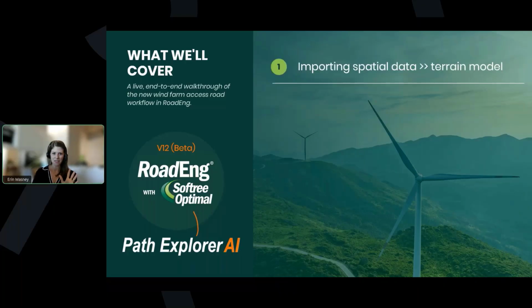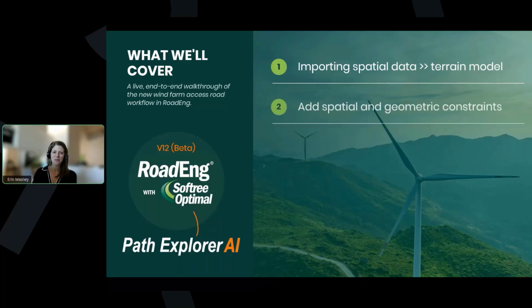Okay, 5 key steps that we are going to cover in the workflow. So first off, spatial data, terrain, create our terrain model. I think it's the first step in literally every webinar we do here at Softree. So we'll talk a little bit about that. Then we're going to add additional spatial data, geometric constraints. This can include our turbine locations, if there are exclusion areas that we can't include for the road network. Perhaps there are right-of-way constraints.